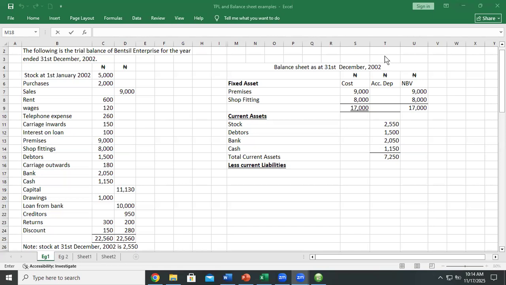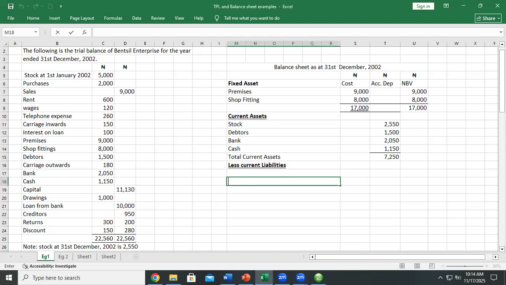Okay, so let's move on. Now let's look at our current liabilities and deduct from the current assets to get the working capital. So professors, as we read from the format, these are the current liabilities.